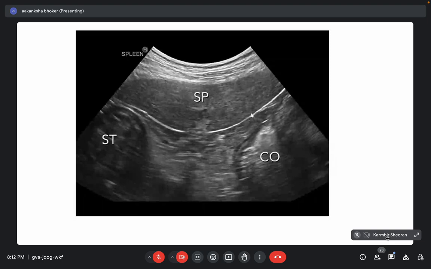And to assess the left side of the pancreas, we need to identify this triangle, in which this is the spleen, this is the transverse colon, and this is the stomach. So see, in transverse, cranially it is the stomach, caudally it is the transverse colon, and in between this we will be able to identify the pancreas.